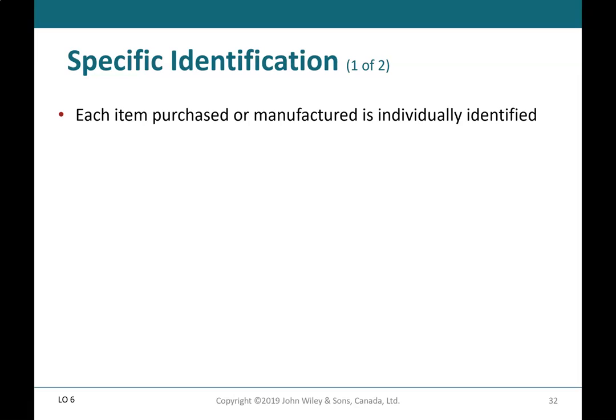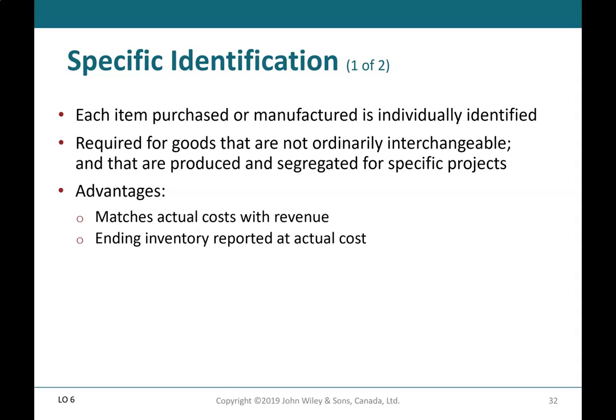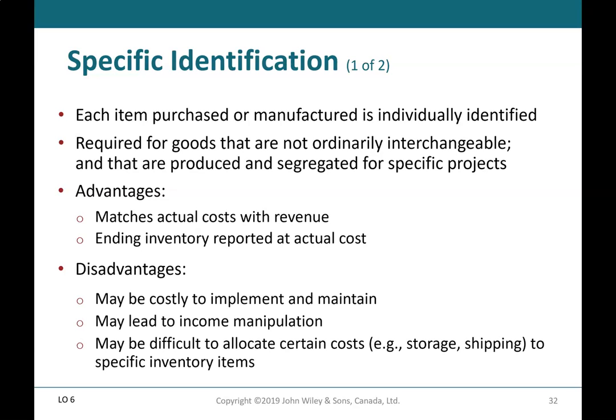Specific identification, 1 of 2. Each item purchased or manufactured is individually identified. This is required for goods that are not ordinarily interchangeable and that are produced and segregated for specific projects. Advantages: matches actual costs with revenue, and ending inventory is reported at actual cost. Disadvantages: may be costly to implement and maintain, may lead to income manipulation, and may be difficult to allocate certain costs, for example, storage and shipping, to specific inventory items.